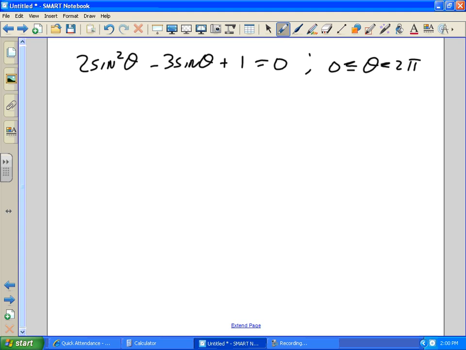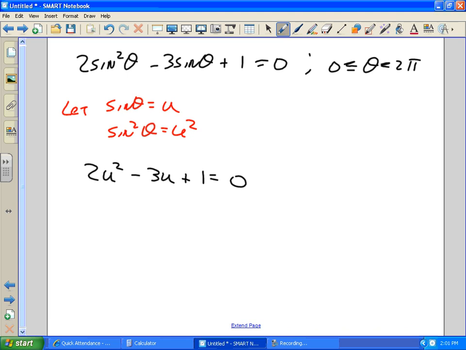I don't know if it makes it easier or harder, but you'll see it without the trig function so you can handle this. So what I do is I go to the middle function and I say, let's let U equal the sine of theta. Better yet, let's go the other way. Let's let the sine of theta equal U. Then what would sine squared theta be? U squared. And now I'm going to substitute that in. Everywhere I see a sine squared of theta, I'm going to replace it with U squared. So I now have 2U squared minus everywhere I see a sine of theta, I replace it with U. So minus 3U plus 1 equals 0.